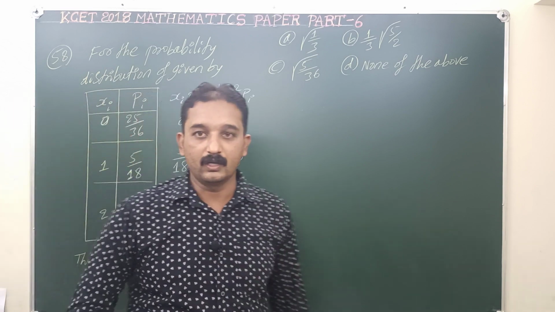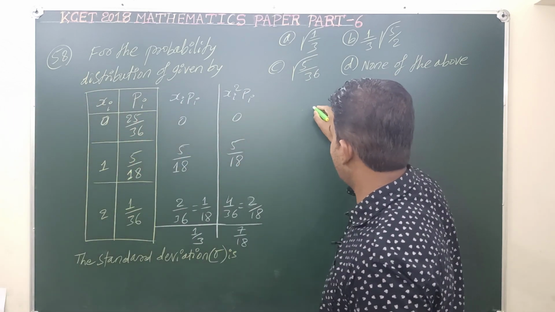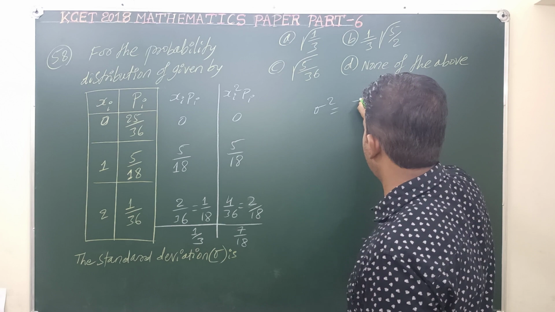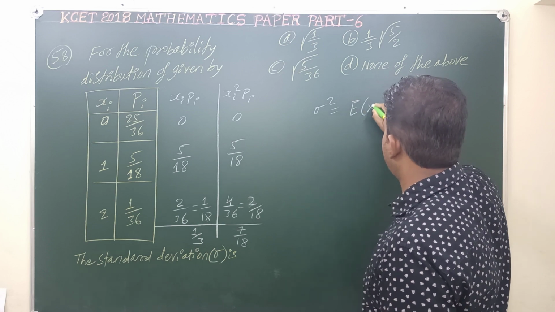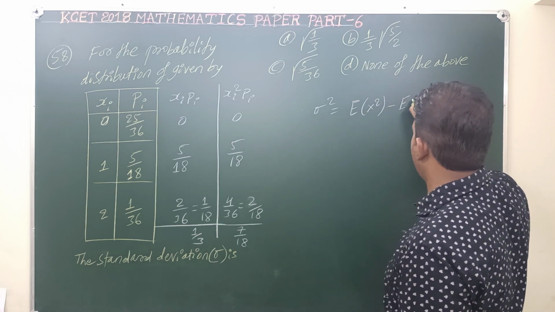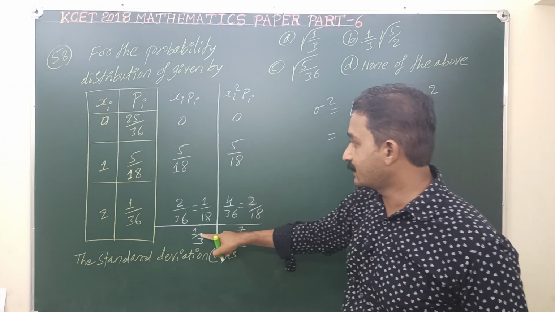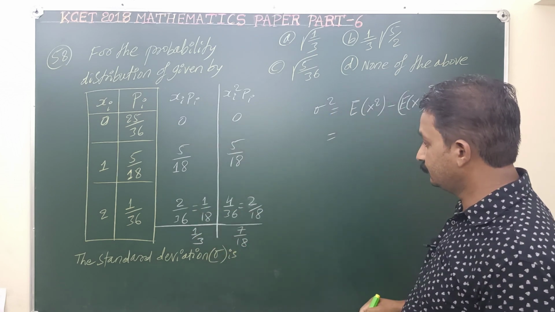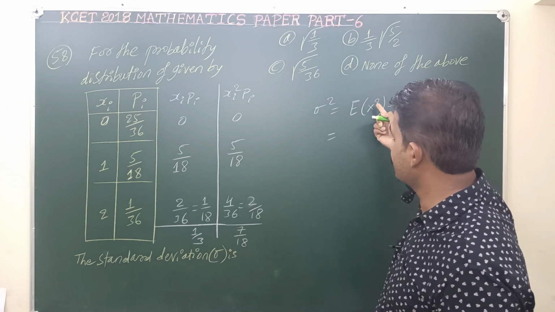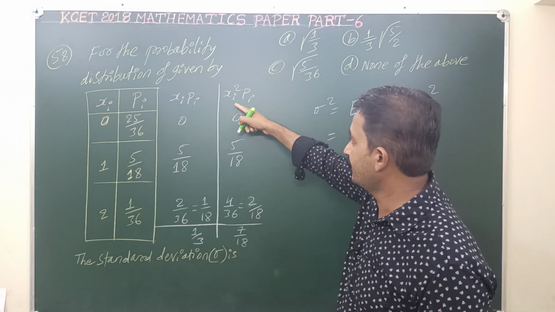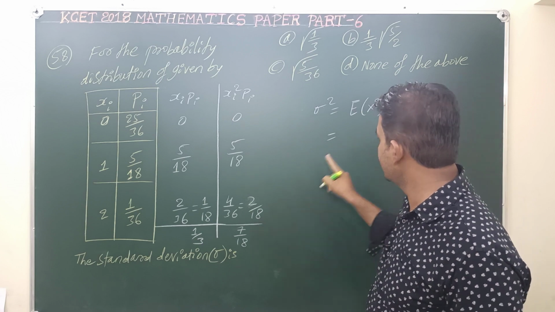So using a formula, what is that? Variance sigma square is equal to expectation of x square minus expectation of x whole square. So expectation of x means summation of xi into pi. Expectation of x square means summation of xi square into pi. Substitute the values in this case.